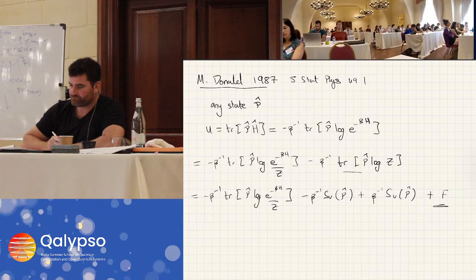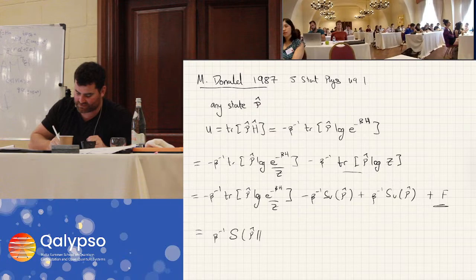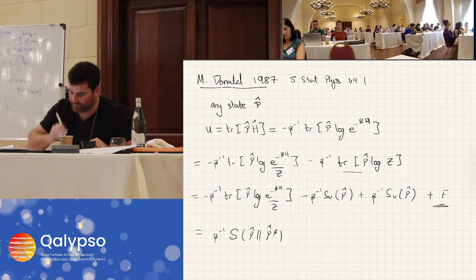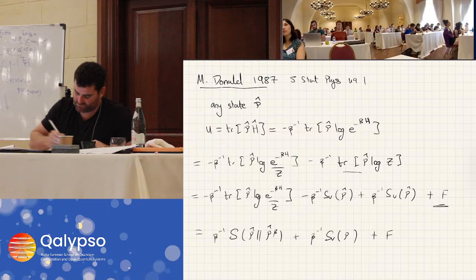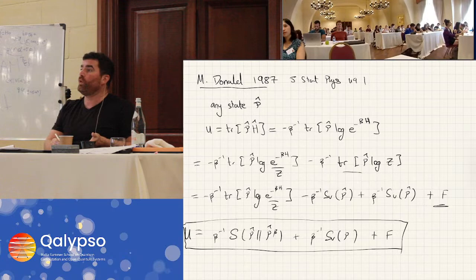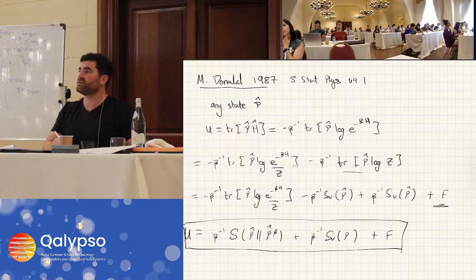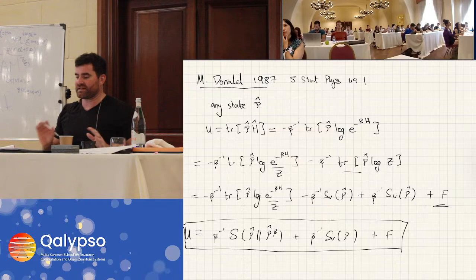So this thing is, by definition, the inverse relative entropy of rho, which is any state, and this thermal state that you've defined, plus beta minus 1 S_V of rho plus F. This is U. This is true always for any rho. You see, if rho is thermal, the relative entropy is 0, and you get back something you know, right? Which is that F is equal to U minus TS. But you can do that for any rho. So that's in this Donald's paper, where he discusses the relationship between relative entropy and the free energy.